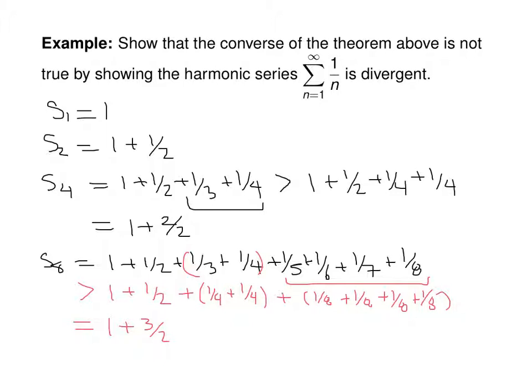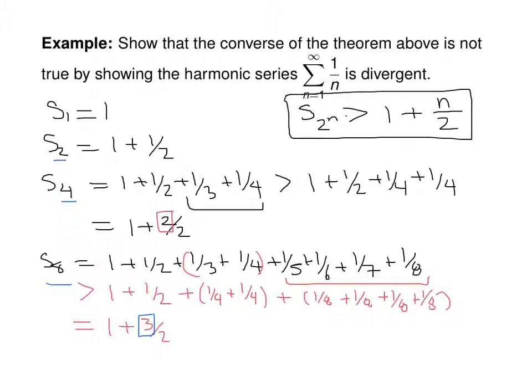So what this tells us is that the partial sum at 2 to the n is greater than 1 plus n over 2. So you see how this is 2 to the first, 2 to the second, 2 to the third, and this is a 3, 2 to the second, that's a 2. So it's looking at a very specific set of partial sums at all the powers of 2.